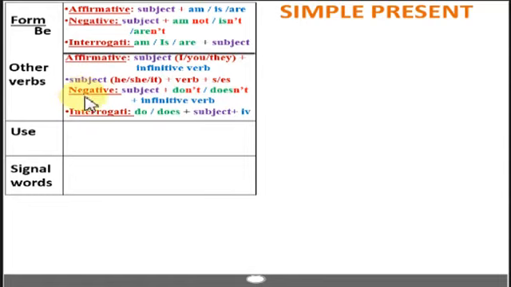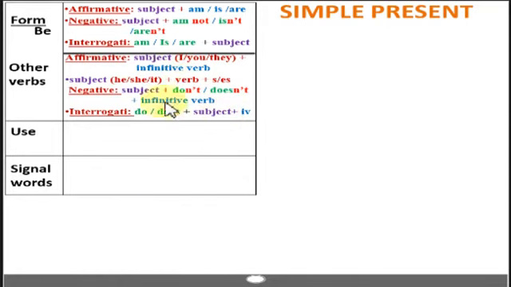So in the negative form we have subject plus don't or doesn't depending on the subject. If you have I, you don't, we don't and they don't. But if you have he or she or it, you use doesn't, which is followed by the infinitive verb: subject don't or doesn't plus the infinitive of the verb. So the interrogative form starts with do or does as an auxiliary verb, then the subject, then the infinitive form. For example, do you speak English? Does he travel to Marrakesh, etc. So this is the form.